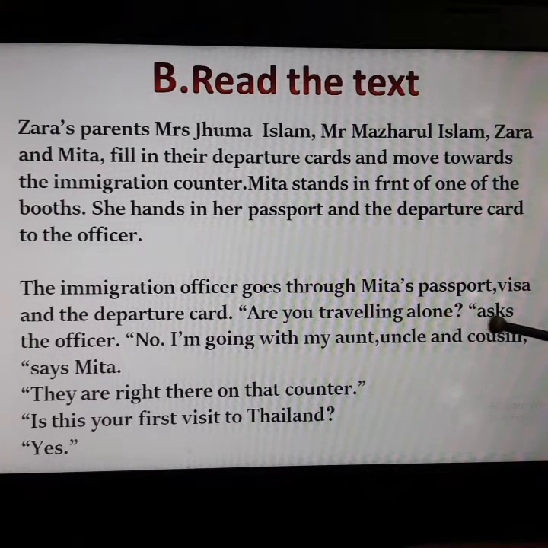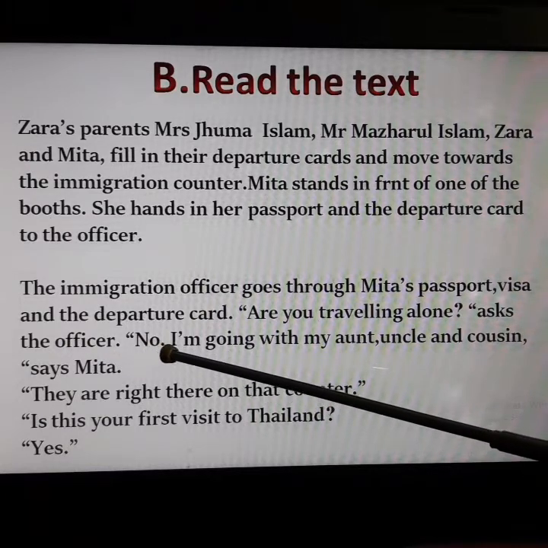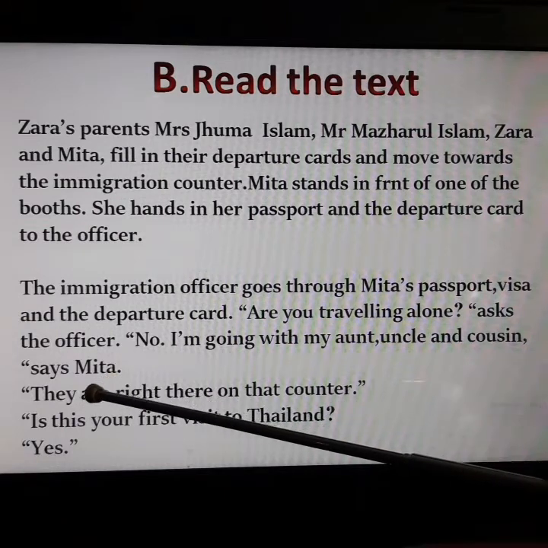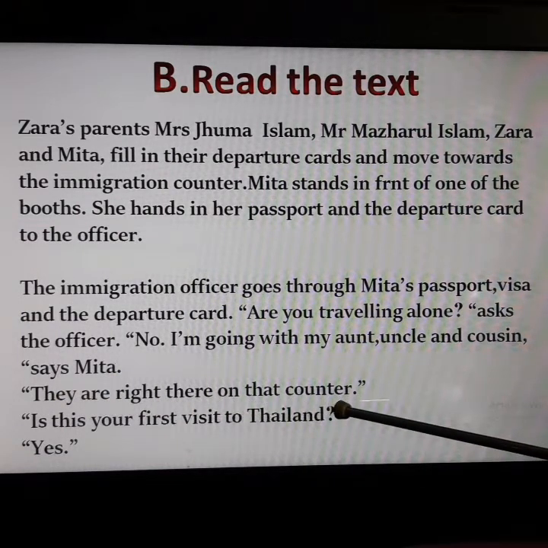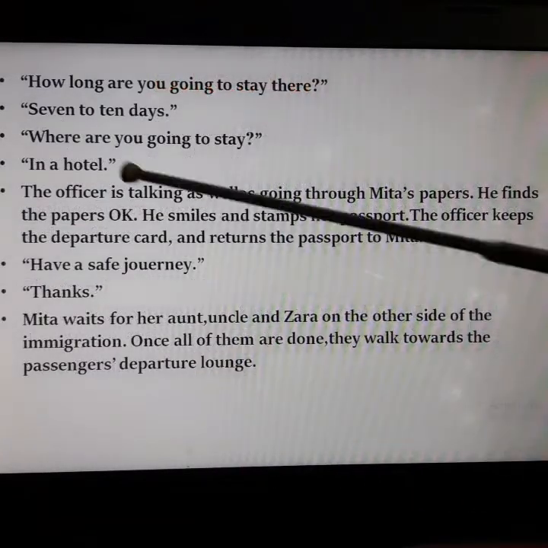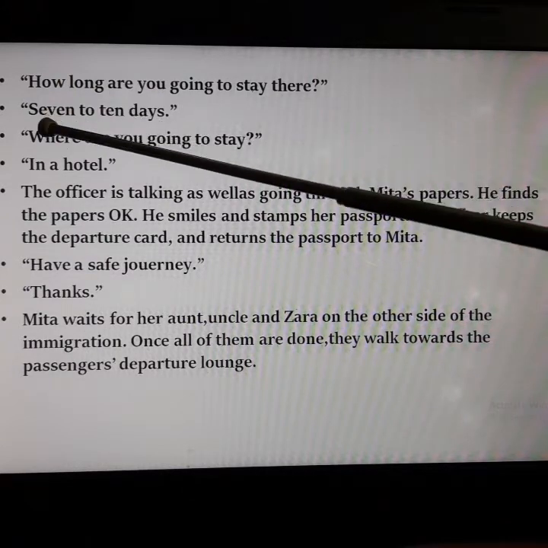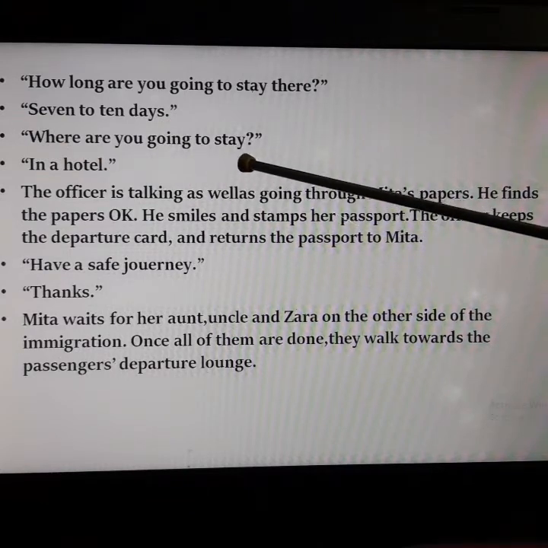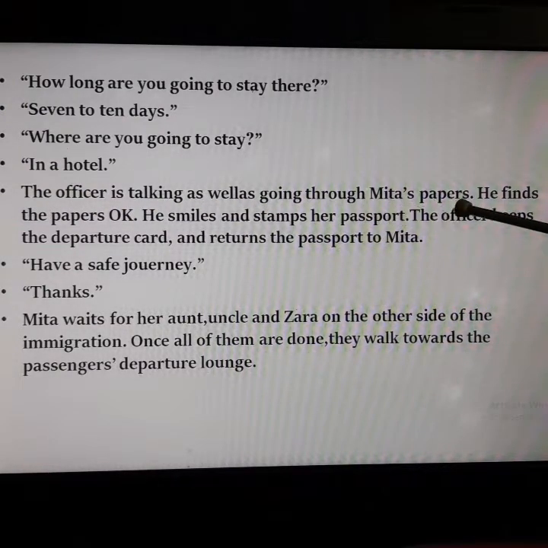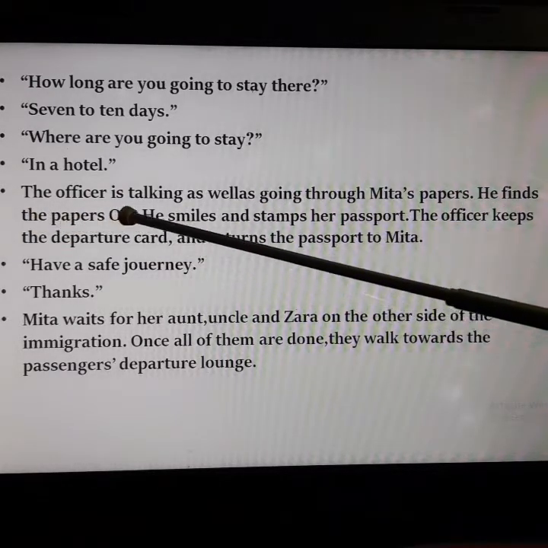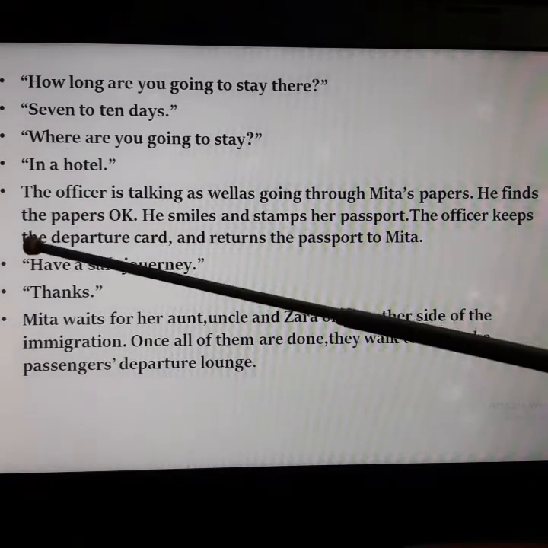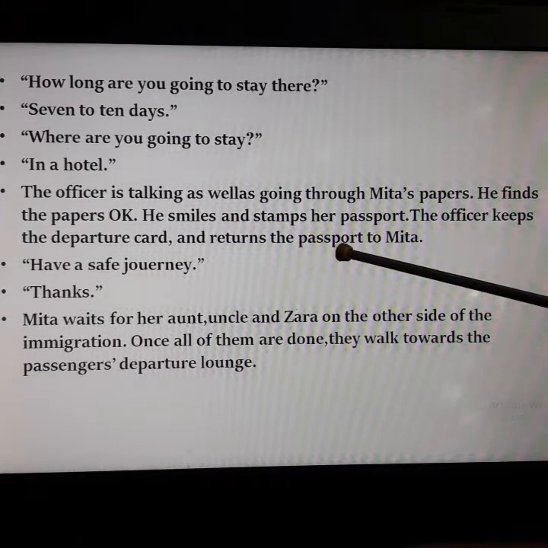Are you traveling alone? asks the officer. No, I am going with my aunt, uncle and cousin, says Mita. They are right there at that counter. Is this your first visit to Thailand? Yes. How long are you going to stay there? 7 to 10 days. Where are you going to stay? In a hotel. The officer is talking as well as going through Mita's papers. He finds the papers okay. He smiles and stamps her passport. The officer keeps the departure card and returns the passport to Mita.